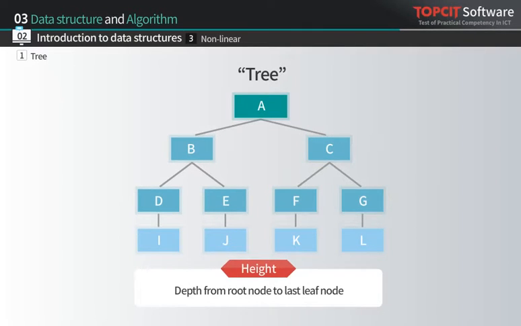Lastly, the height is the depth from the root node of the tree to the leaf node at the end. The depth refers to the length of the path from the root node to the node. In the above tree case, the depth is 3. That is, A, B, D, I, A, B, E, J, and A, C, F, K all become a path with depth 3, which start from the root to the leaf.